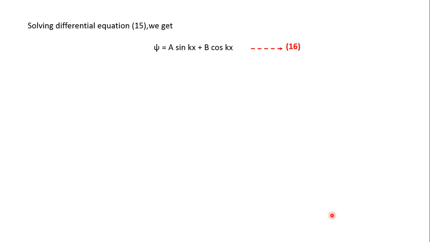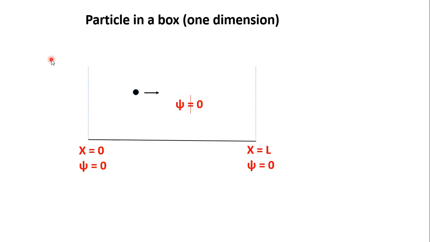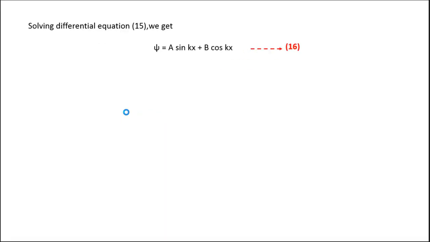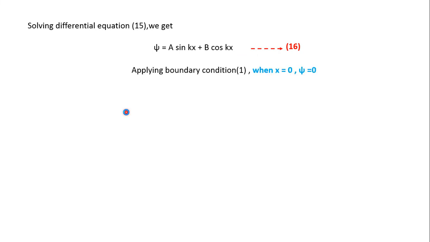Then we have to find the values of the two constants A and B using the two boundary conditions. First, we will consider the boundary condition given in the first slide, which is when x is equal to 0, psi is equal to 0. So psi is 0 and x is also 0, and we will get A sin 0 plus B cos 0 is equal to 0. Sin 0 is 0 and cos 0 is 1, and so we will get B is equal to 0.